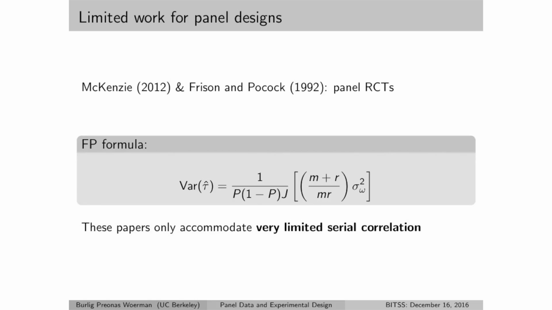So P here is the proportion of units that are randomized into treatment. J is the total number of units in your study. M is the number of pre-treatment observations you have for each unit. R is the number of post-treatment observations you have for each unit. And then sigma squared omega is the residual variance of your estimator.